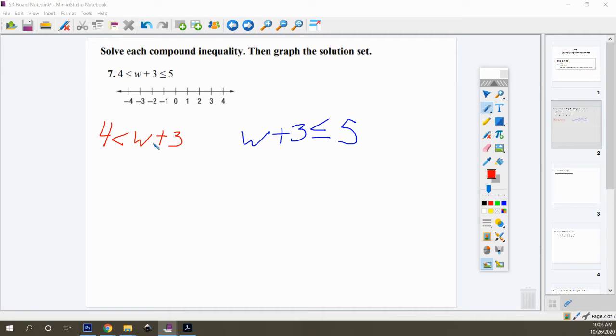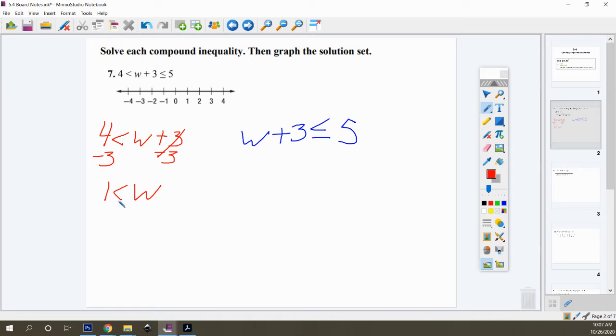So for this one, I want to know what W is, so I need to get rid of this plus 3. To get rid of the plus 3, I'm going to minus 3 on both sides of the sign. 4 minus 3 is 1. Keep my less than. The 3's cancel out, and I have W. Now, I want to keep this right here because remember, my answer is going to look just like my original problem. So since the W was in the middle, I want it to be right here.